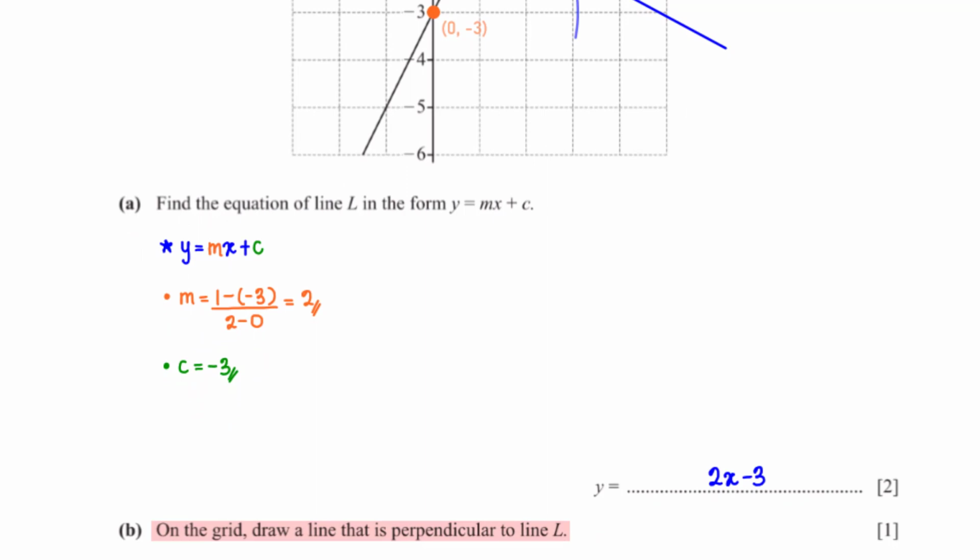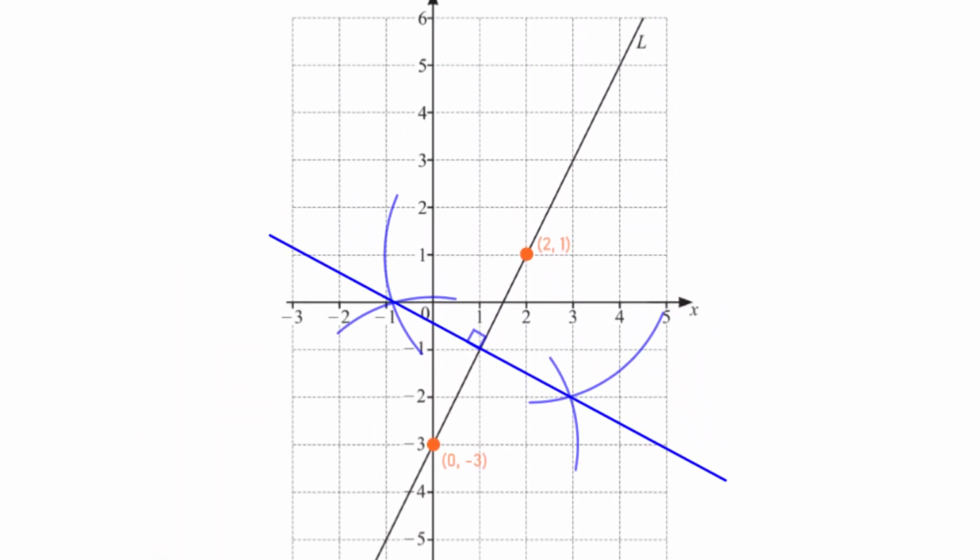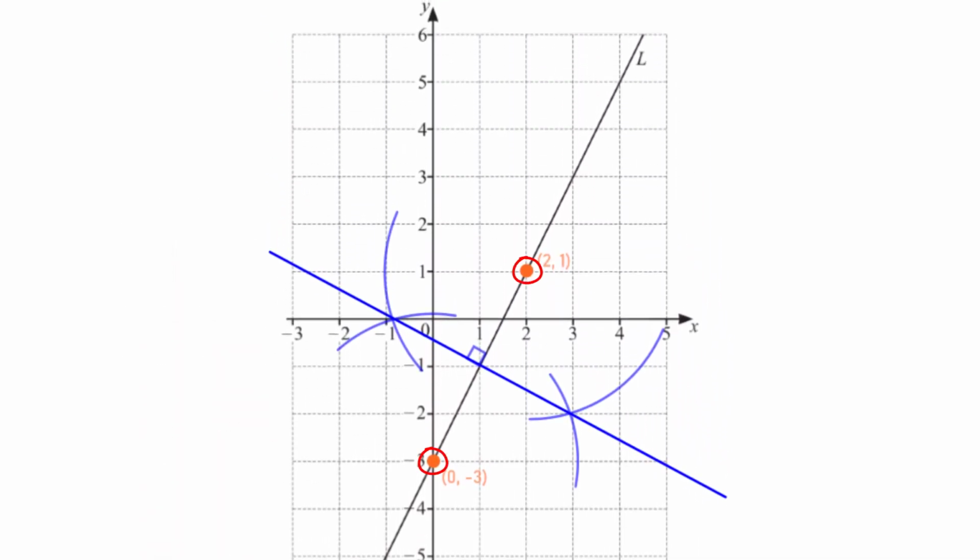On the grid, draw a line that is perpendicular to line L. There are many ways to draw a line perpendicular to line L. In this case, we are going to pick 2 points on line L and construct the perpendicular bisector using these 2 points.